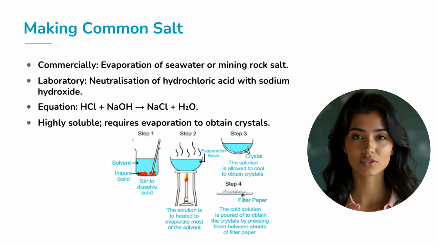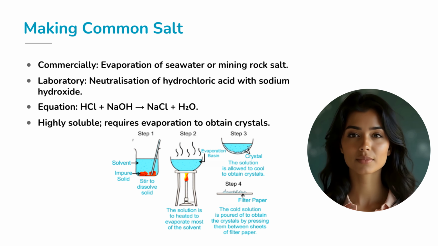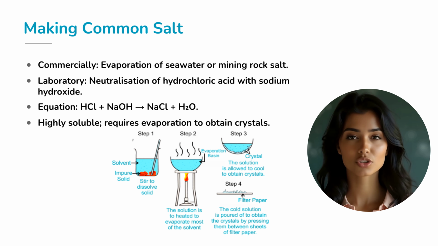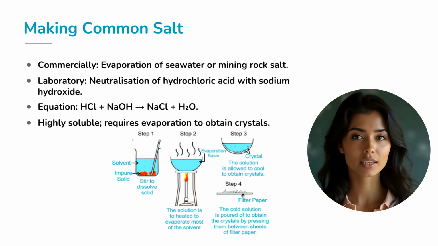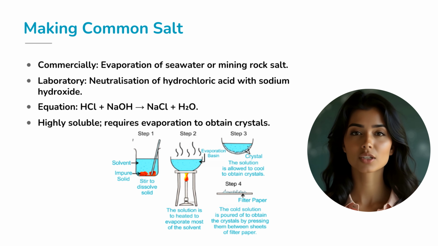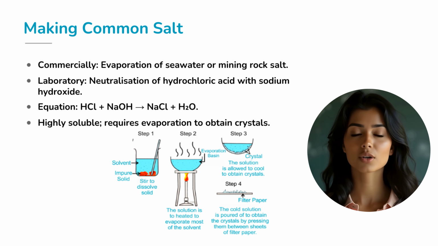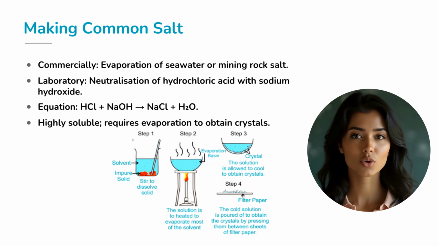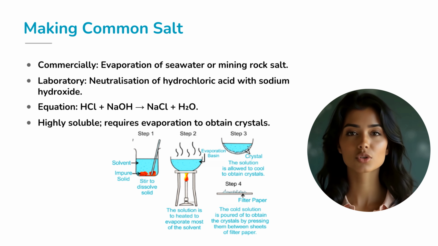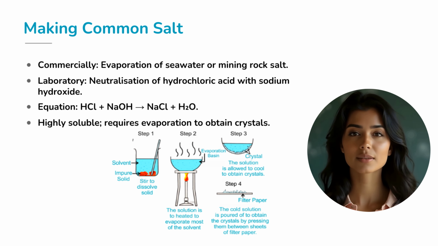Let's begin with one of the most familiar salts, sodium chloride, or common salt. Commercially, it's obtained by evaporating seawater or mining rock salt. In the laboratory, we prepare it by neutralizing hydrochloric acid with sodium hydroxide, which gives sodium chloride and water. The reaction is hydrogen chloride plus sodium hydroxide gives sodium chloride plus water. The resulting solution is gently evaporated to leave behind pure sodium chloride crystals.